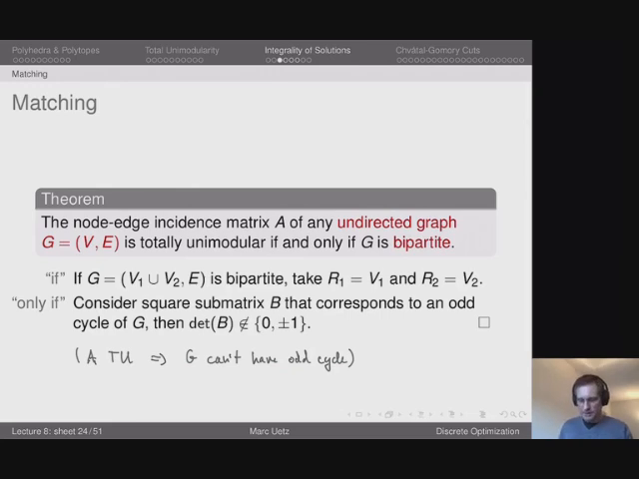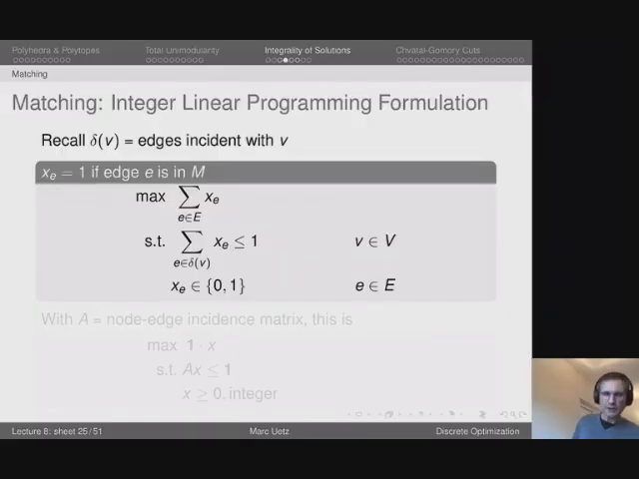All right, so let's see what this gives us. And let's write down the matching problem as an integer linear programming problem. Okay, so recall that delta of v is all the edges incident with a node v. And we use variables x_e, which are equal to 1 if an edge is chosen to be in the matching and 0 otherwise. So we want to maximize the total set of edges that we select. So that would be a maximum size matching. The constraint is that at each node, I can only select at most one incident edge, and the variables should be 0 or 1.